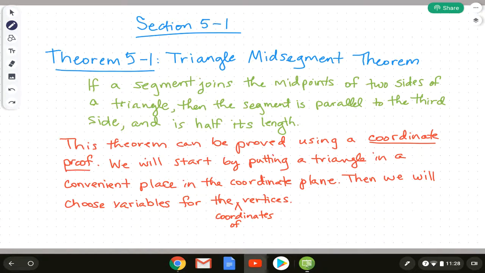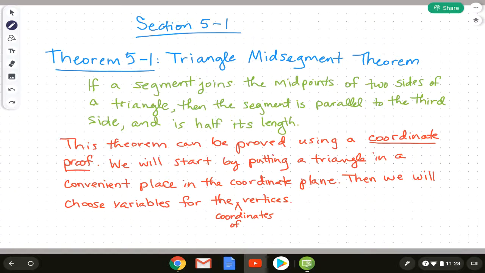Okay, today we're going to look at section 5.1. The very first part of 5.1 talks about the triangle mid-segment theorem. It says if a segment joins the midpoints of two sides of a triangle, then the segment is parallel to the third side and is half of its length. A mid-segment is just a line that's joining two midpoints on different sides of a triangle.